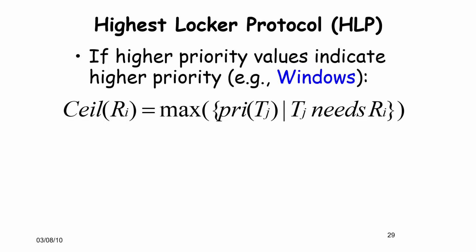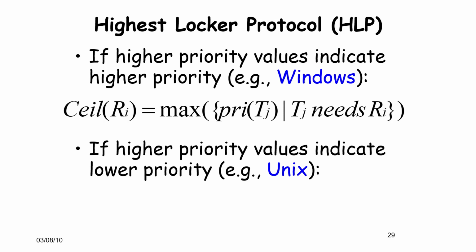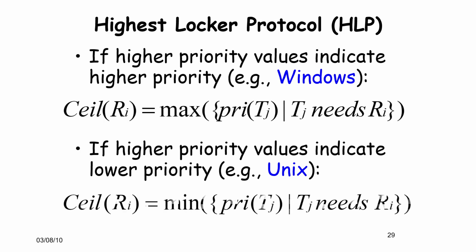Different operating systems, be it Windows or Unix, have different kinds of protocols. Some of them may say that higher the number, higher the priority. That's what Windows would do. Unix, Linux, on the other hand, would say lower the number, higher the priority. So it doesn't matter. The definition and the workings of the protocol don't really depend upon which convention we choose, as long as this is made clear.